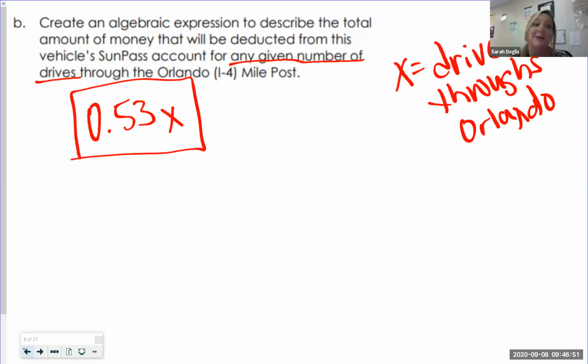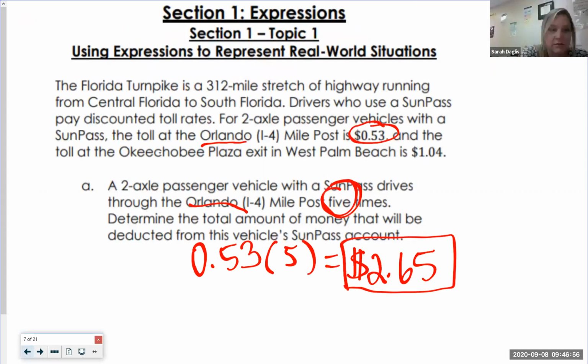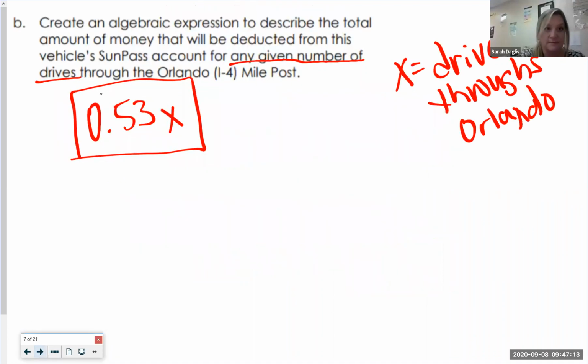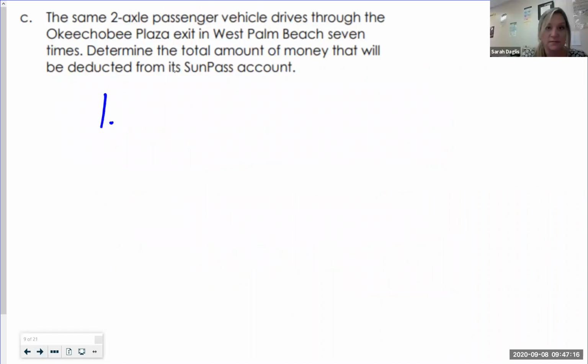Okay, well, let's go back to the information that was given to me. Okay. So I have a different exit now, which is going to cost me a different amount of money. So this time, it's $1.04 each time that we drive through this exit, excuse me. So $1.04 each time. Does it tell me how many times? It does, 7 different times. So we're going to multiply that by 7.